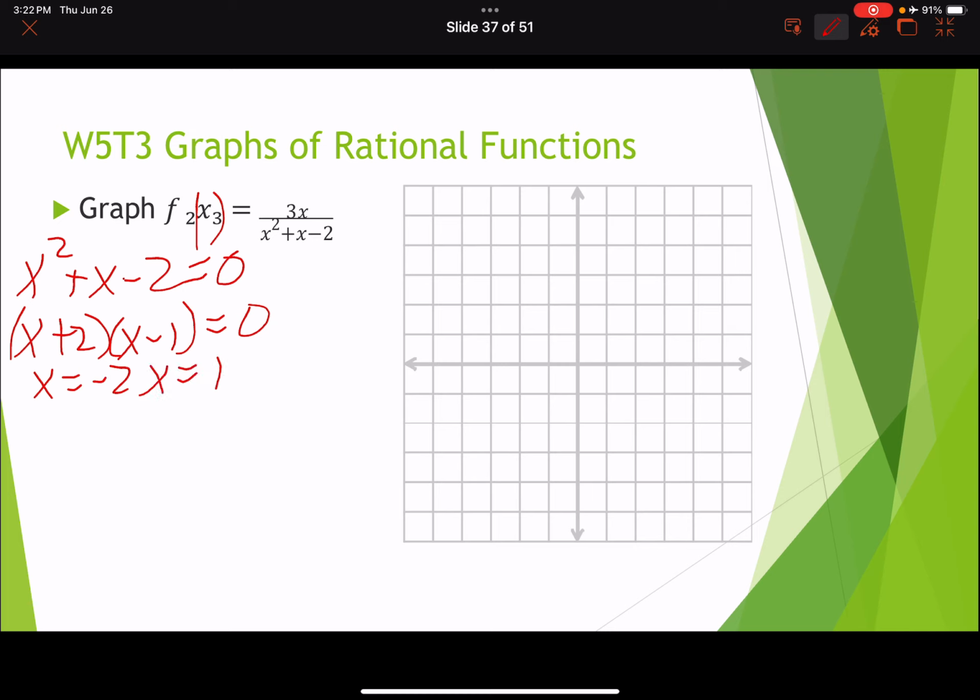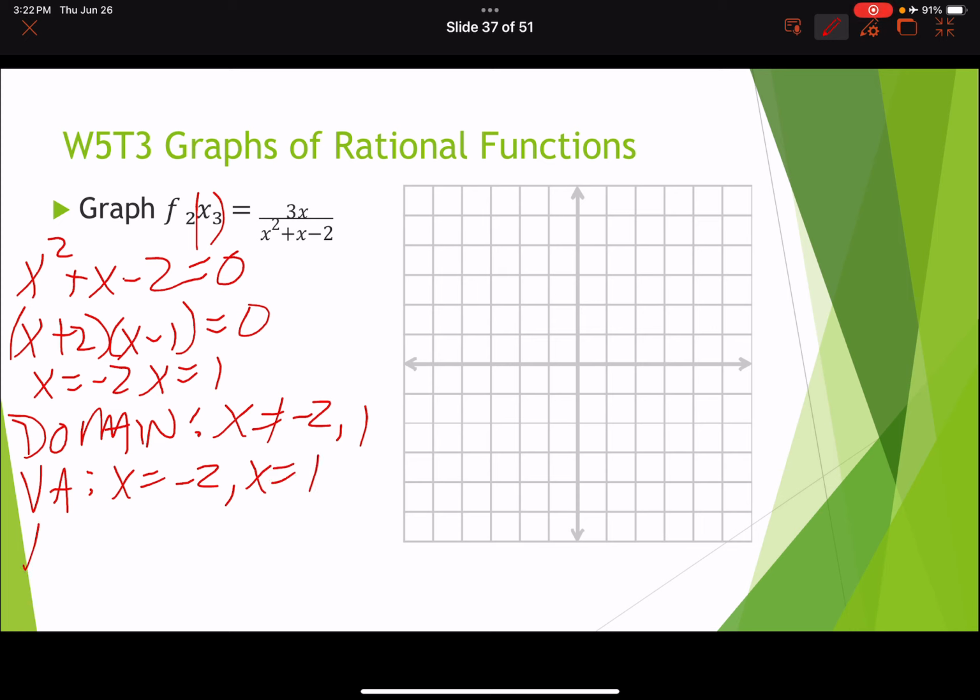So that means our domain is everything except that x cannot be equal to negative 2 and 1. So those are only two spots for sure. So that means our vertical asymptotes are at x equals negative 2 and 1. Our horizontal asymptote, let's look at that. So our numerator is degree 1. Our denominator is degree 2. So when the numerator is smaller than the denominator, that means our horizontal asymptote is at y equals 0.